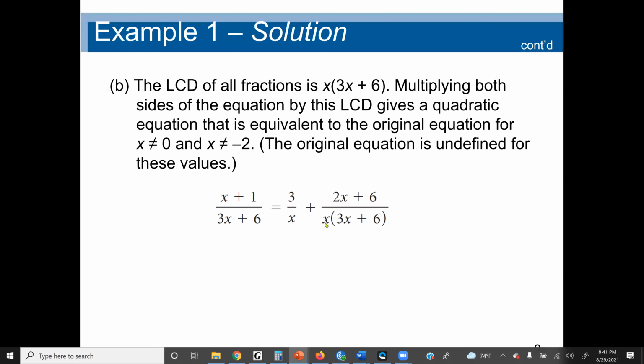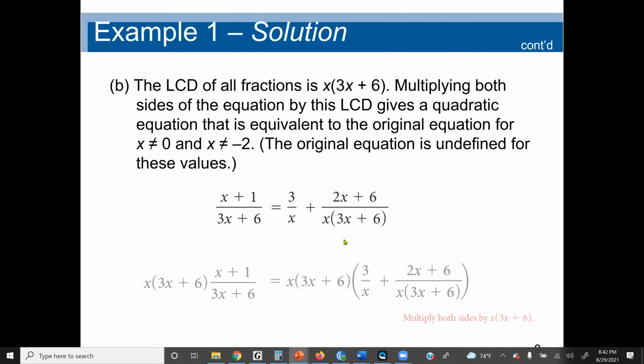So we know x times 3x plus 6 divided by 3x plus 6 will give me x. So I'll multiply x by x plus 1. Then also I have x times 3x plus 6 divided by x, which will give me 3x plus 6. So I'll multiply 3 by 3x plus 6. Then the last section, x times 3x plus 6 divided by x times 3x plus 6 will be 1. Then I'll get 2x plus 6.